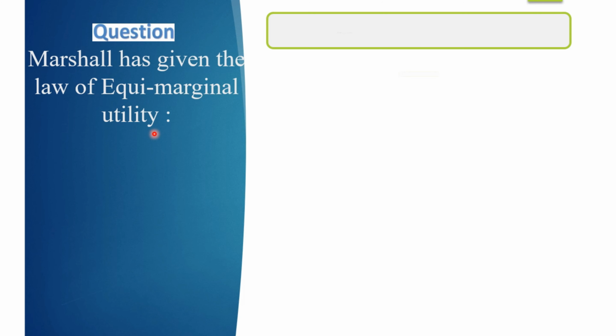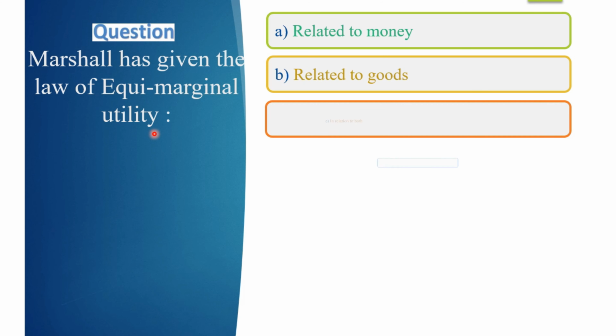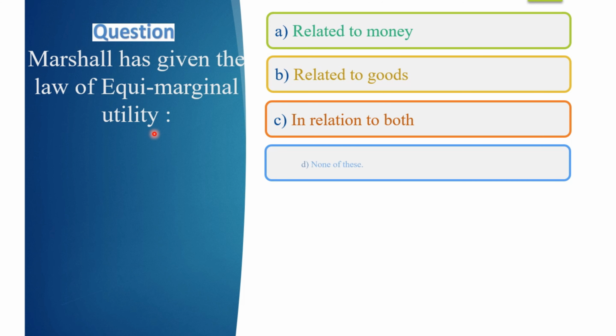Our next question is, Marshall has given the law of equimarginal utility. Option number 1, related to money, option number 2, related to goods, option number 3, in relation to both, मतलब money and goods, or option number 4, none of these. And the correct answer for this question is related to goods.